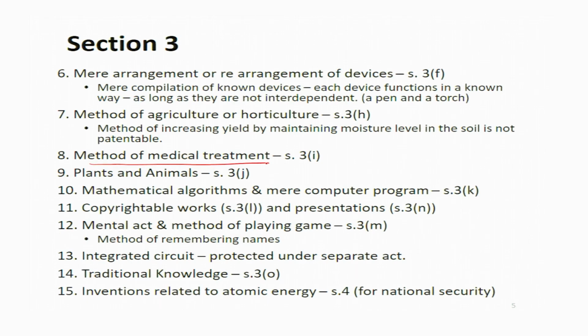You recall I said while discussing industrial applicability, method of treatment of humans and animals is not considered to be industrially applicable, useful. It fails industrial applicability. So it is not patentable because of two reasons. One, it does not pass the requirement of industrial applicability, and second, it is one of the exclusions in section 3. Section 3I says that method of medical treatment is not an invention. So there are two reasons why it is excluded. We'll talk more about it. You have section 3J, which says plants are not patentable, animals are not patentable. We'll talk about it again.